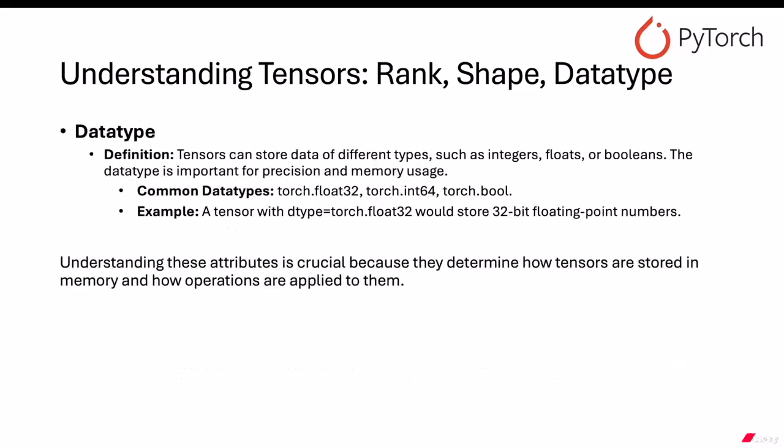Data type. Tensors can store data of different types such as integers, floats, or booleans. The data type is important for precision and memory usage. Common data types are torch.float32, torch.int64, and torch.bool. Here's an example: a tensor with dtype equal to torch.float32 would store 32-bit floating point numbers. Understanding these attributes is crucial because they determine how tensors are stored in memory and how operations are applied to them.